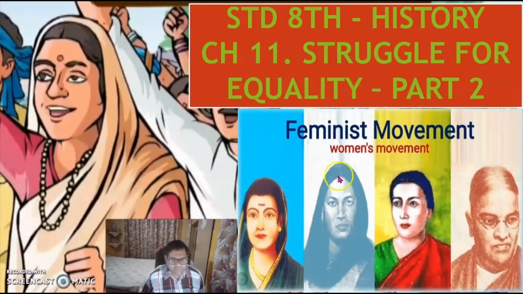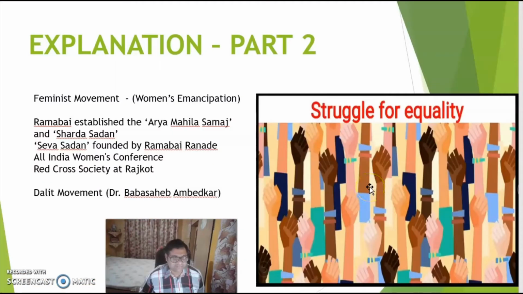Here you can see there are 4 feminist empowerment revolutionaries. Let us find out about them. Now in the second module of the explanation of part 2, we'll learn about the feminist movement, that is the women's emancipation. What do you mean by emancipation, children? It means freedom from legal, social or political restrictions.